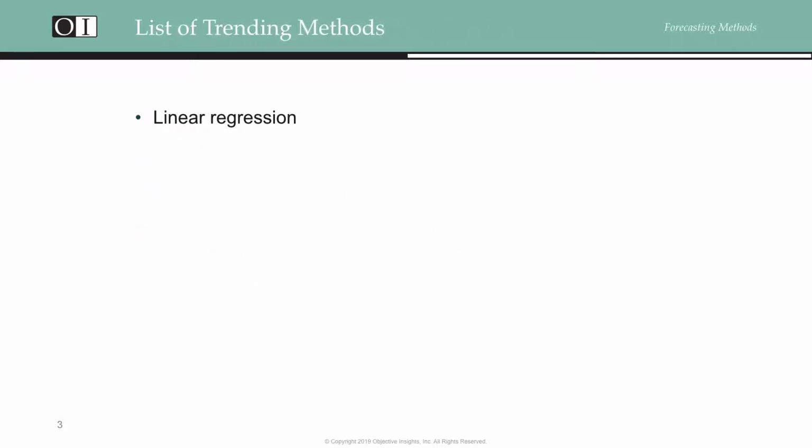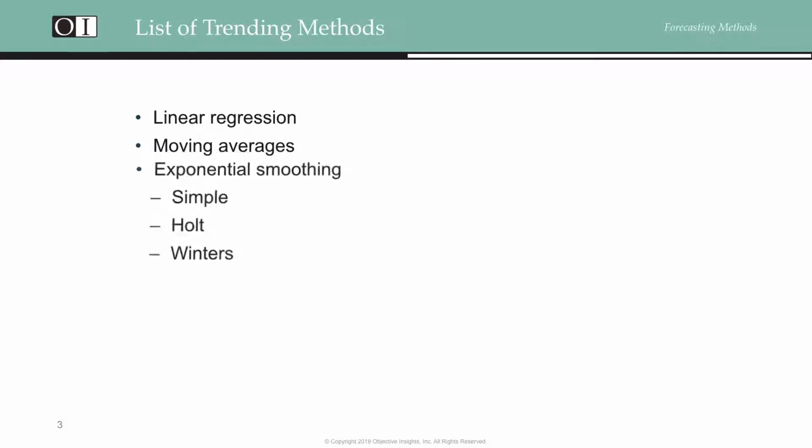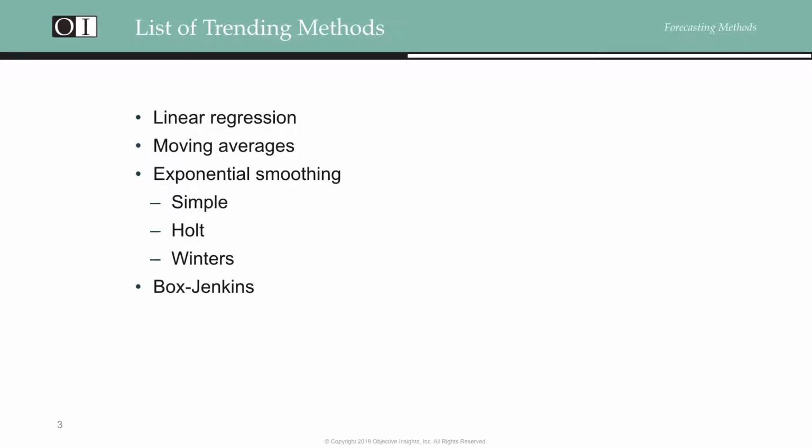So the list of trending methods that we'd like to talk about here are linear regression, moving averages, exponential smoothing, that includes the prominent types of simple, Holt, and Winters, Box-Jenkins, nearest neighbor smoothing, and polynomials.